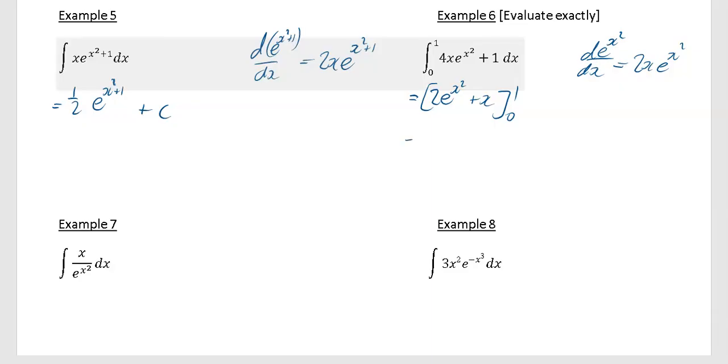between 1 and 0. So putting in 1 into this, you're going to have 2 times e to the power of 1 plus 1. And putting in 0 into this, you're going to have 2 times e to the power of 0. E to the power of 0 is 1. 2 times 1 is just 2. And put 0 into the x, you just get 0. So that's what you have. And if you tally that up, the exact answer is 2e minus 1.